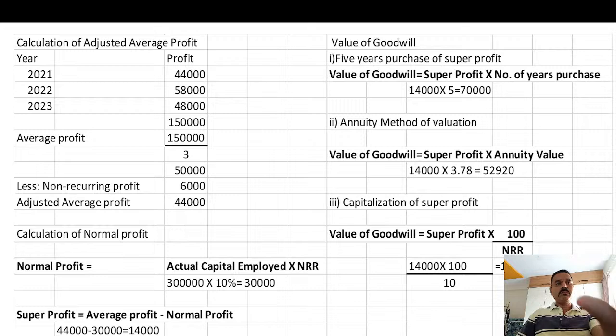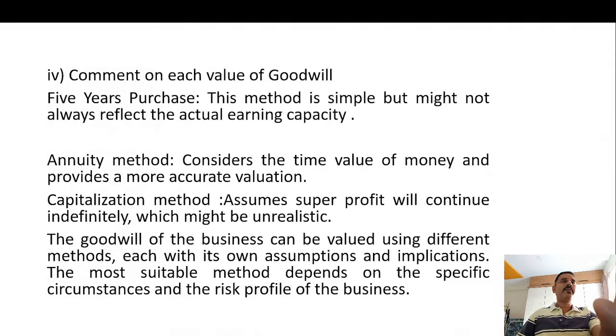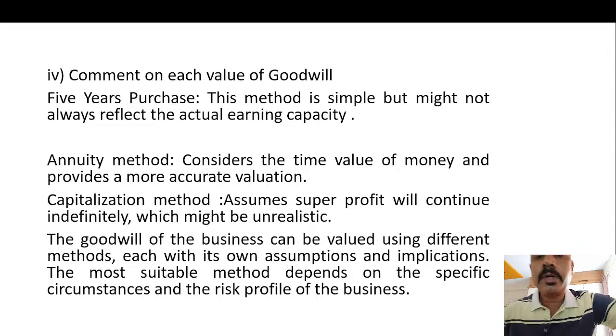In the fourth point they have mentioned, give a comment on this. This is the theoretical part. Comment on each value of goodwill. 5 years purchase: this method is simple but might not always reflect the actual earning capacity. The annuity method considers the time value of money and provides a more accurate valuation. The capitalization method assumes super profit will continue indefinitely, which might be unrealistic. The goodwill of the business can be valued using different methods, each with its own assumptions and implications. The most suitable method depends on the specific circumstances and the risk profile of the business. Based on this, you can comment.